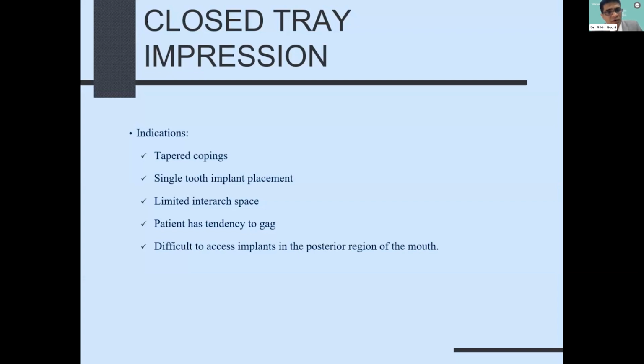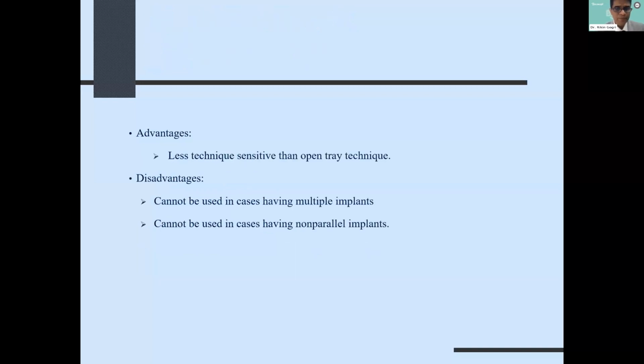Ideally, it can be used if you have limited interarch space where you cannot use the open tray because they are much longer than closed tray. Then, if the patient has a tendency to gag, then you cannot have an open tray because the tray size required for open tray impression coping is larger. And if you have difficult to access implants in the posterior region, where you have placed an implant in the second molar, where there is an opposing second molar of the mandible and you don't have enough space to use your prosthetic screwdriver as well as put an open tray coping, you can use the closed tray component.